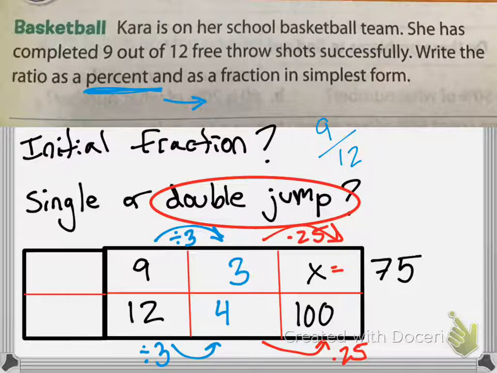75. We had that 5 at the end there, so at least by multiplying by 5s, we always know it ends in a 5 or a 0. But yes, we get 75. What that means is she made 75%.